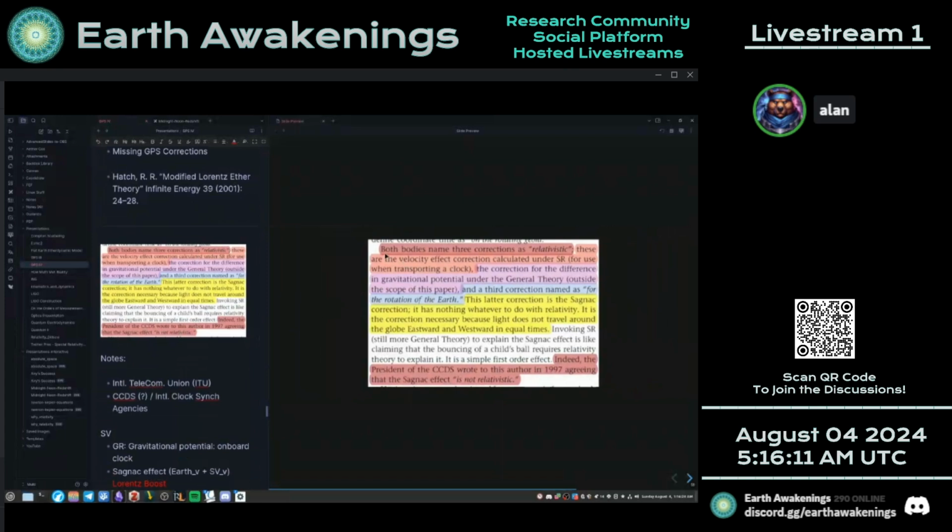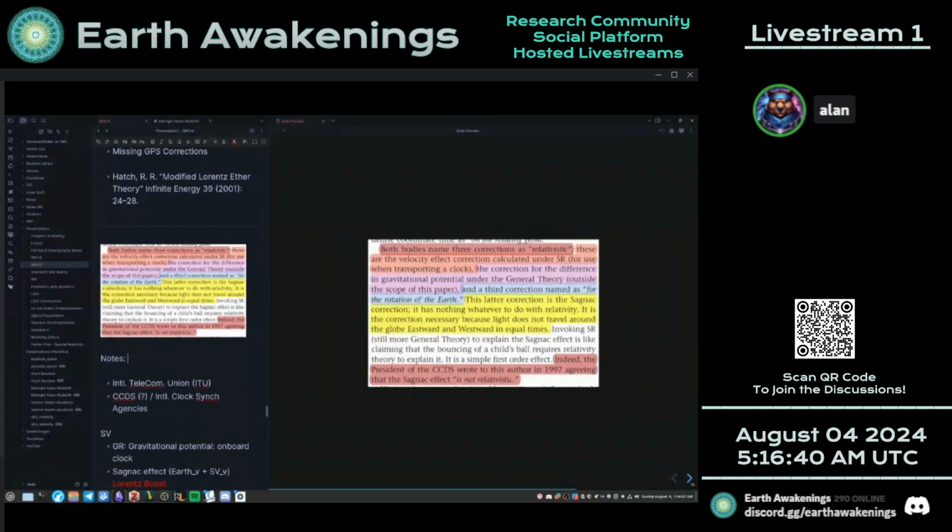on the ground. So both bodies name, or these are institutions that give the standards for clock synchronization. One is the International Telecom Union, and the other is the CCDS. I wasn't able to find out what that acronym stands for, but those are the lads that were in charge of clock synchronization at the time when they were building the GPS system. So both of those agencies name 3 corrections as relativistic.